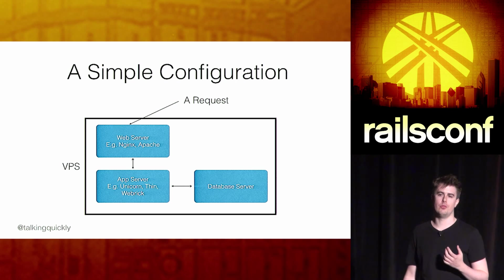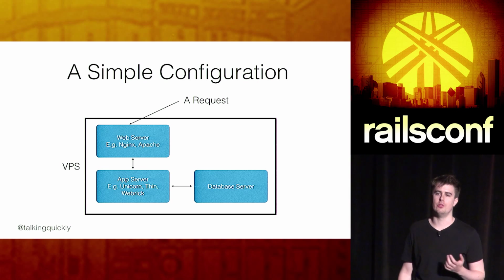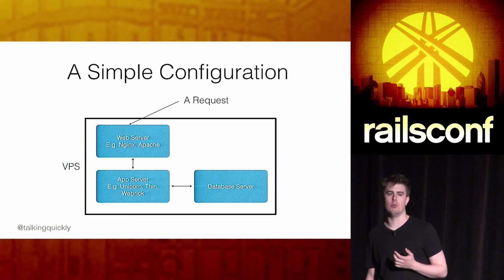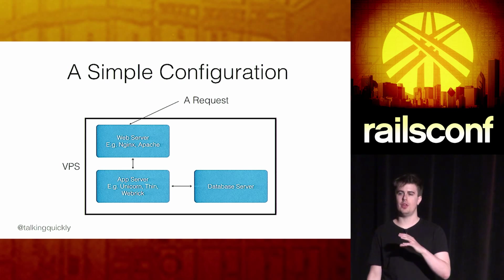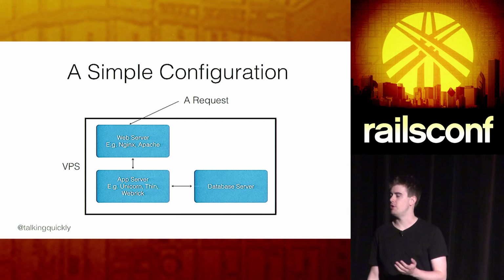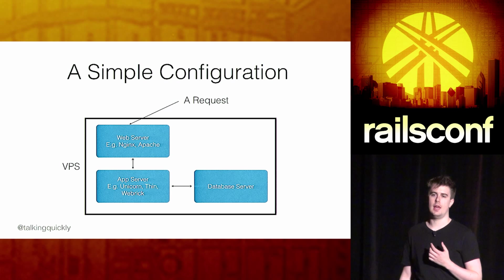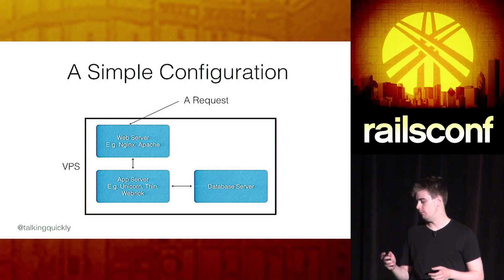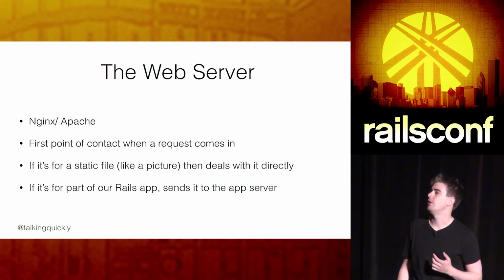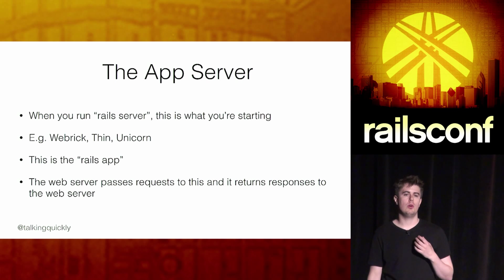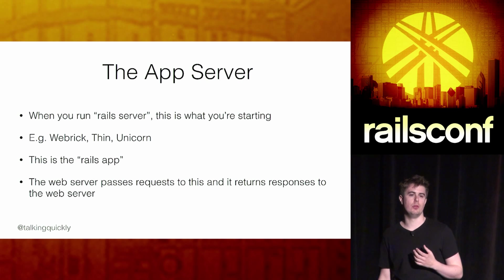Now, if that request was for a static file, and by a static file, I basically mean anything that goes in the Rails asset pipeline or anything that you might find in the public folder, the web server is going to deal with that directly. It's going to send that file straight back to the user for display in their browser, and that's the end of it. If, however, that request is for a dynamic page, so for a page in our Rails app, essentially, that's going to get passed back to an app server. Now, when we run Rails S in development, what we're starting is an instance of an app server.